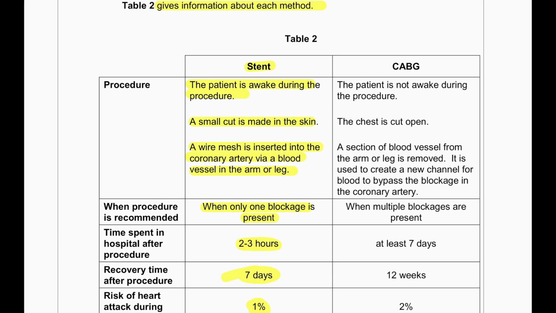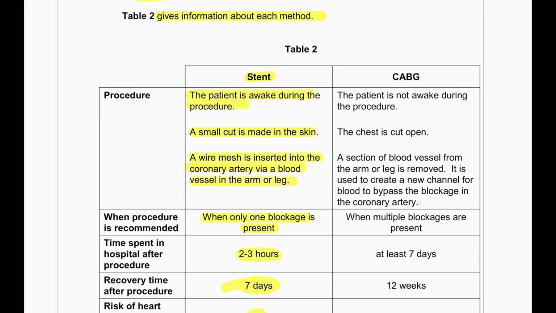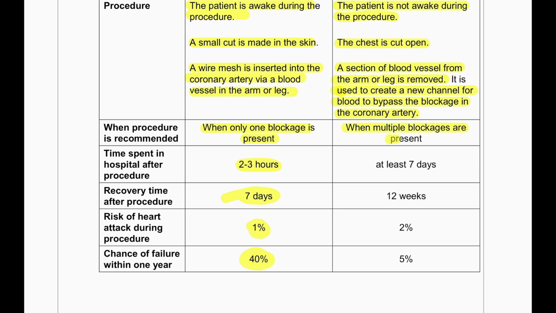However, in the case of CABG, the coronary artery bypass graft, the patient is not awake during the procedure, meaning general anesthesia must be provided. The chest is cut open to access the heart. A section of blood vessel from an arm or leg, specifically a vein, is used to create a new channel for the blood to bypass the block in the coronary artery. When multiple blockages are present within that same artery, then it should be done.